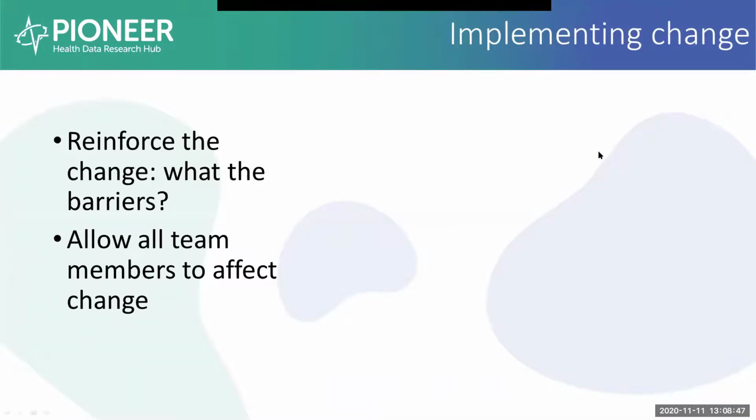All right, so once you've started to give people the information, then people say, okay, everybody's taking this seriously. We want to try and reduce antibiotics. We understand the antibiotic missed doses. We understand that this is important. But then you need to be careful, because you need to allow your people to reinforce the change and understand what the barriers are. And you need to make sure that all team members can affect the change. So this is the nurse who's giving the drug. This is the nurse in charge of the ward. This is the doctor who's prescribing it, and so on.